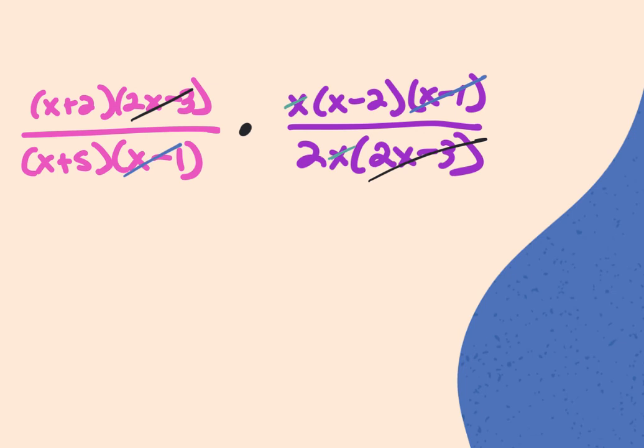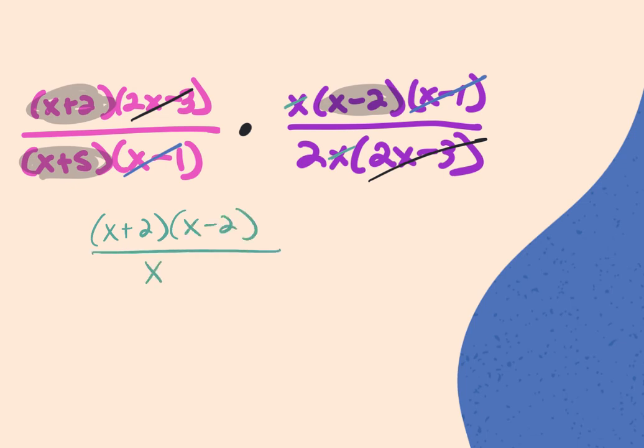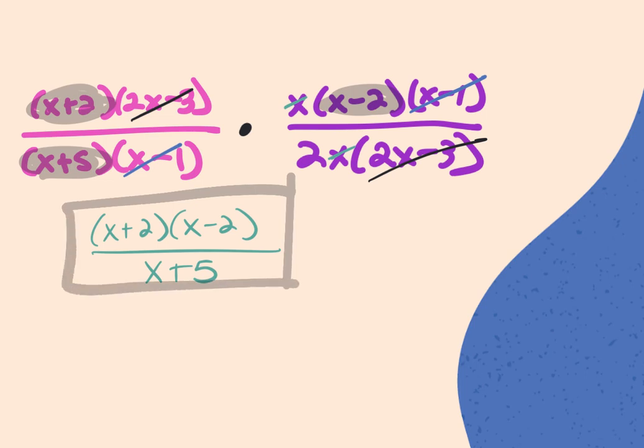So now in my numerator, I've got an x plus 2, an x minus 2. In the denominator, I've got an x plus 5. So my answer is x plus 2 times x minus 2 over x plus 5. 2 times x plus 5. Thank you.